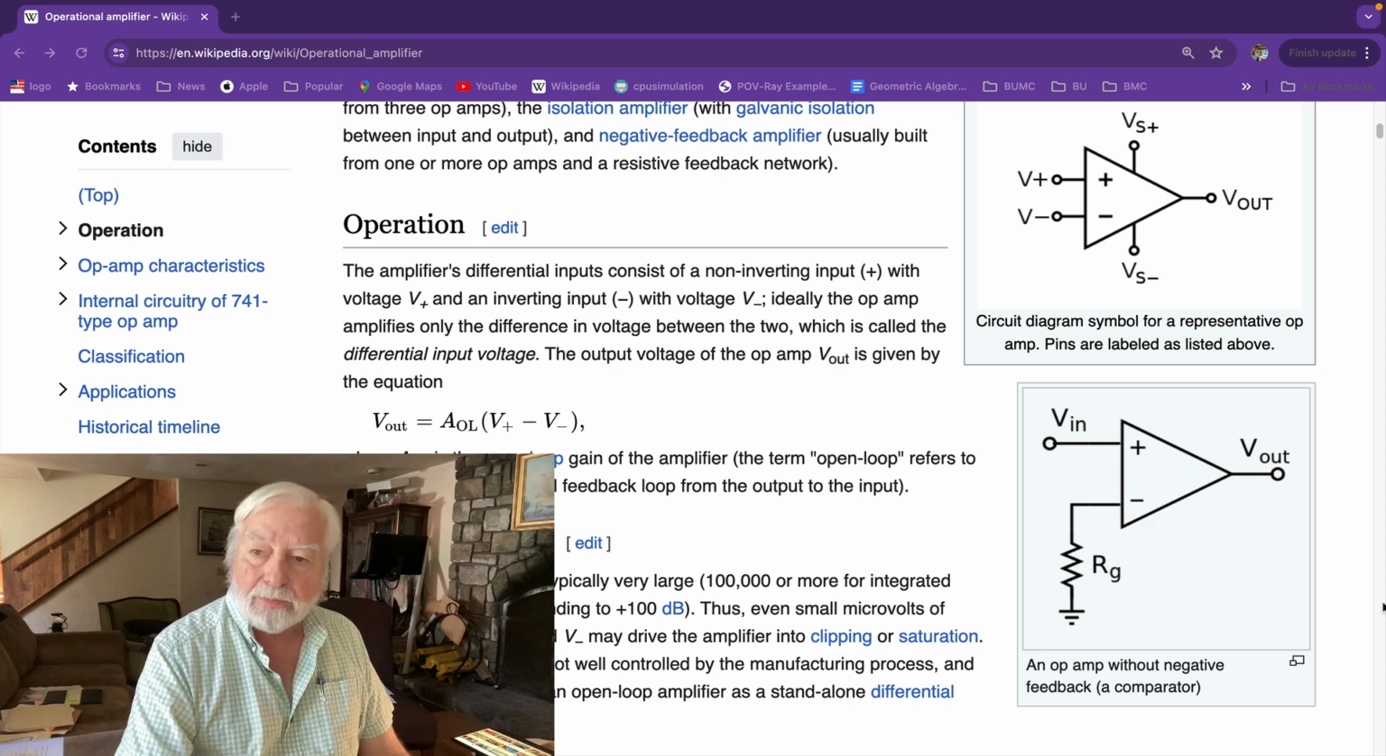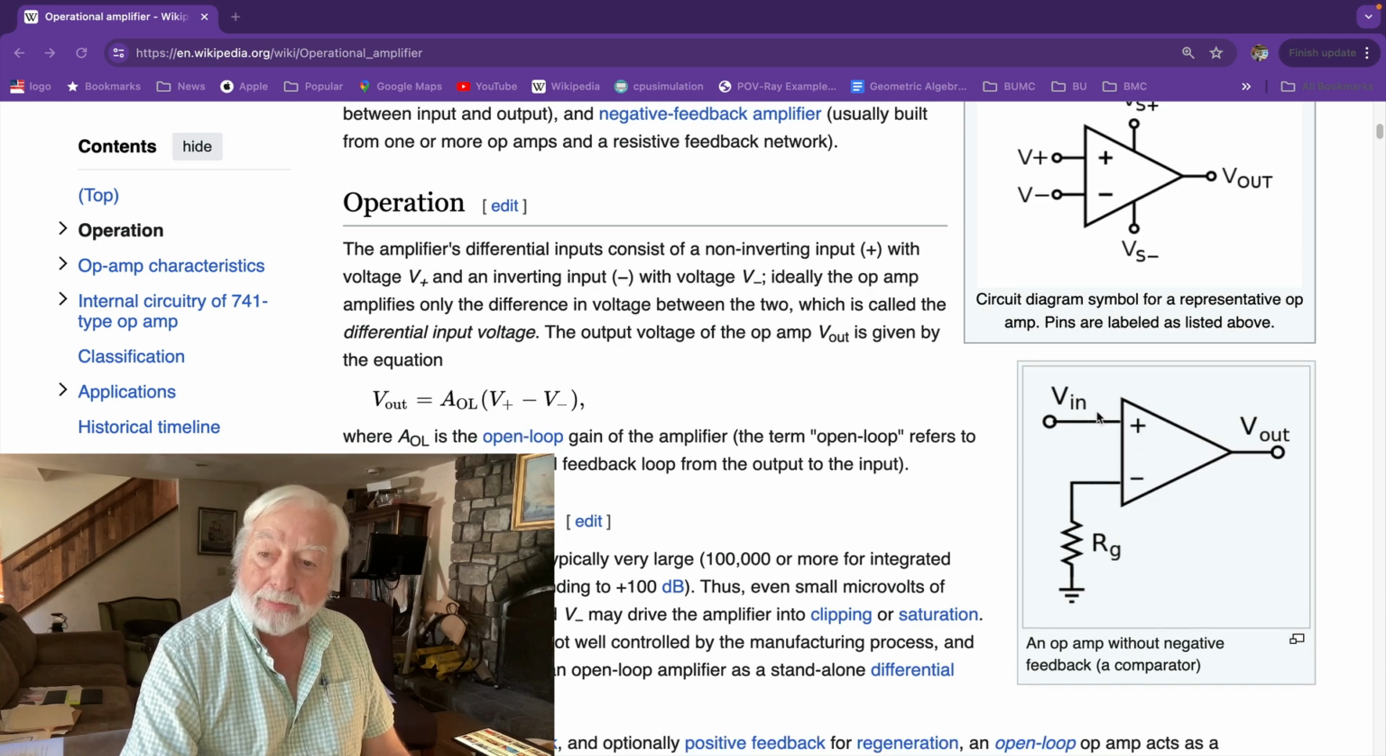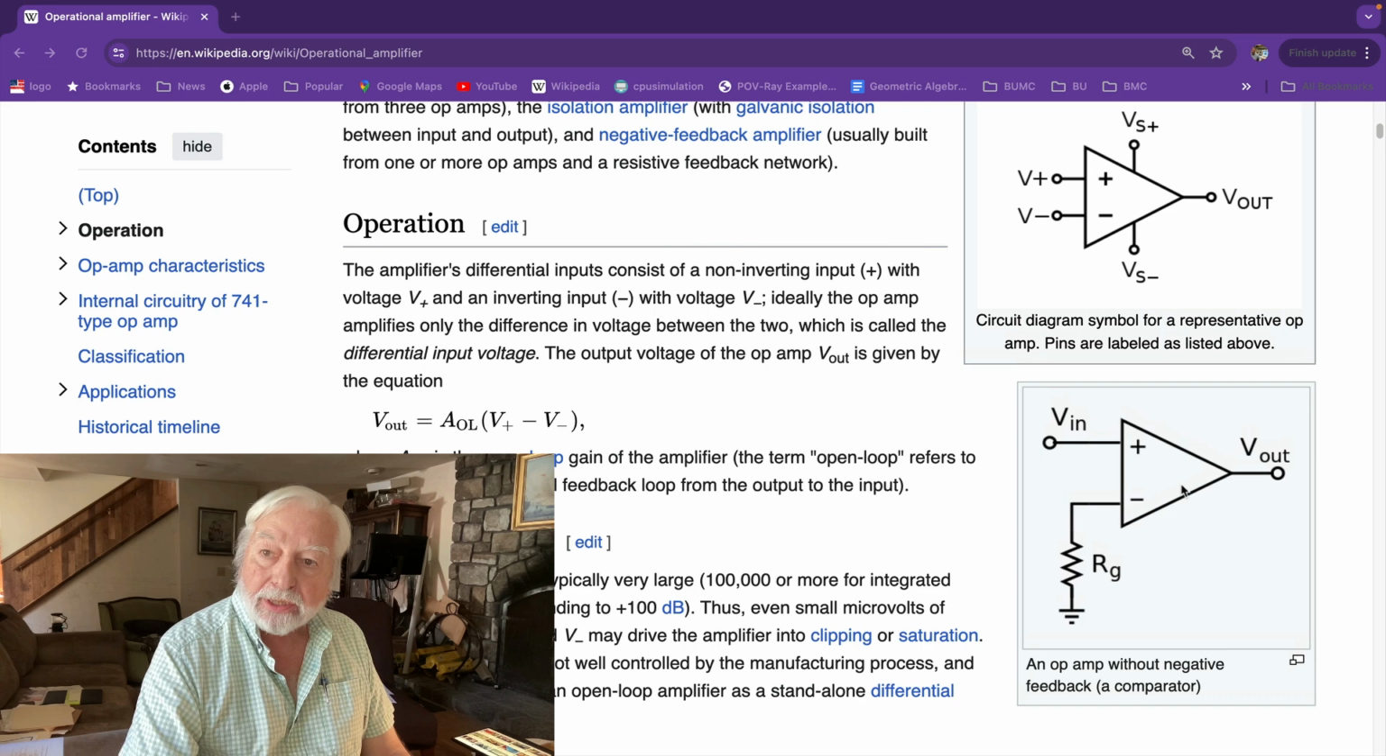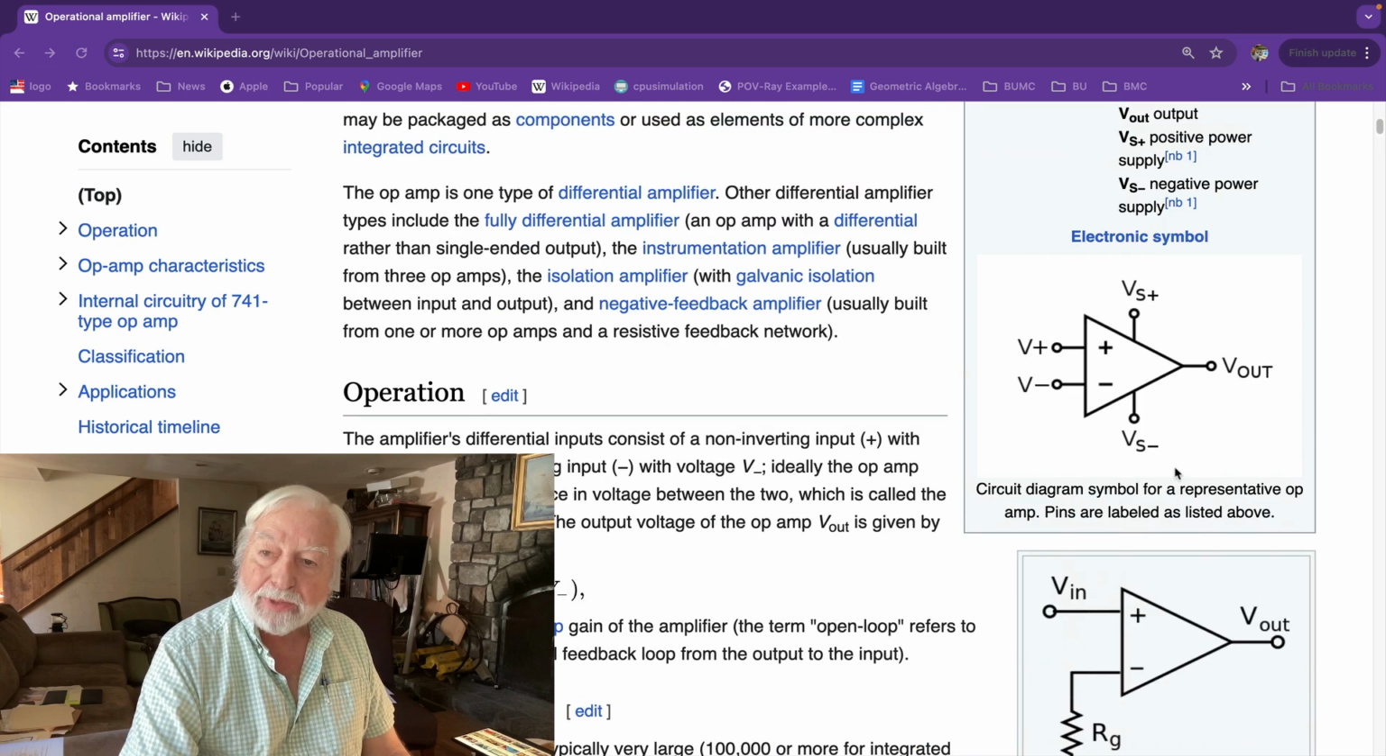Back to the wiki page, the ideal op-amp only has two inputs, but a real op-amp here has an additional set of inputs. The signal inputs are in the range of 5 volts, but these power inputs are from plus 15 volts to minus 15 volts, and these provide the power for the amplification.